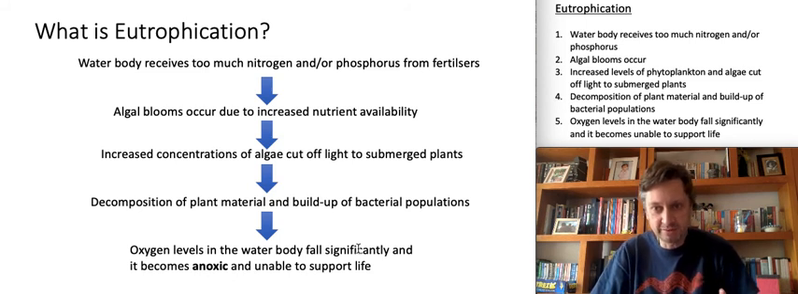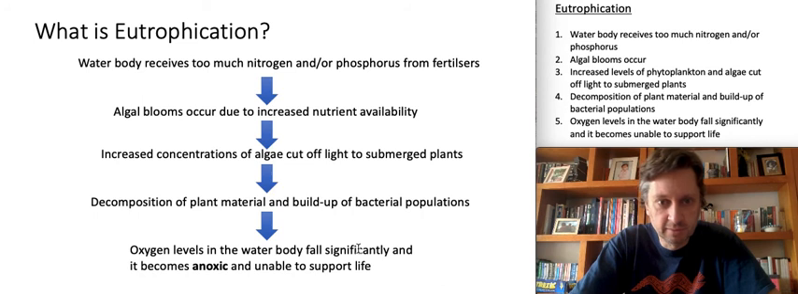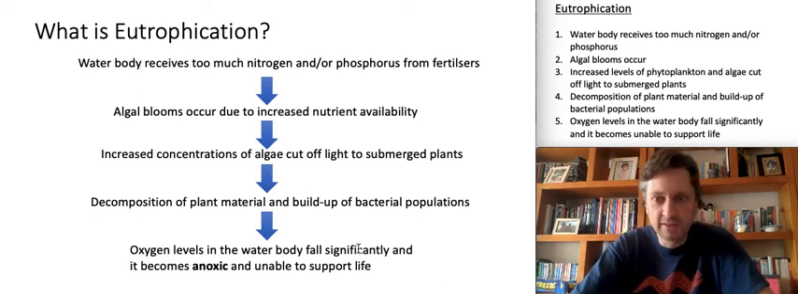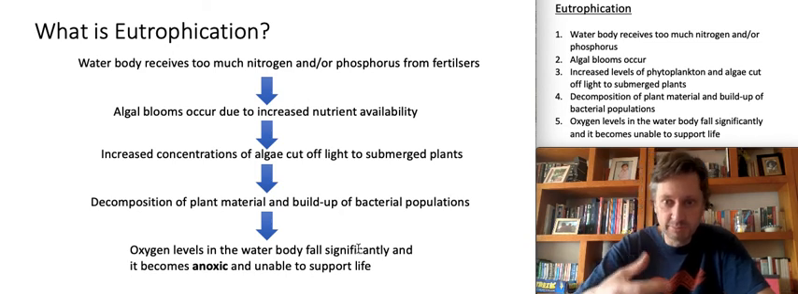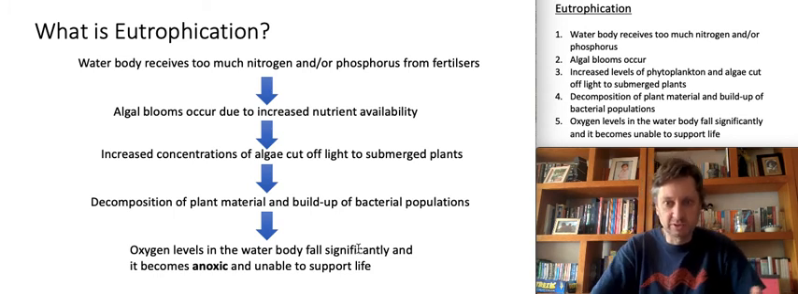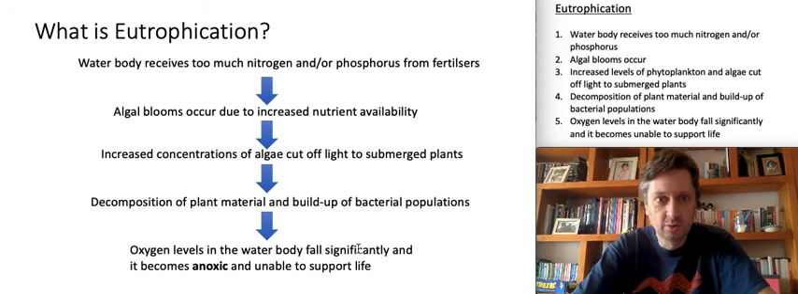There's so much bacteria growing on the bottom of the lake on this dead plant material that they take oxygen out of the water, and that means that the water becomes anoxic. It has, and the sediments. It means there's not enough oxygen or dissolved oxygen in the water to support life, and ultimately that means that everything in the lake will die. That's the last stage of eutrophication.